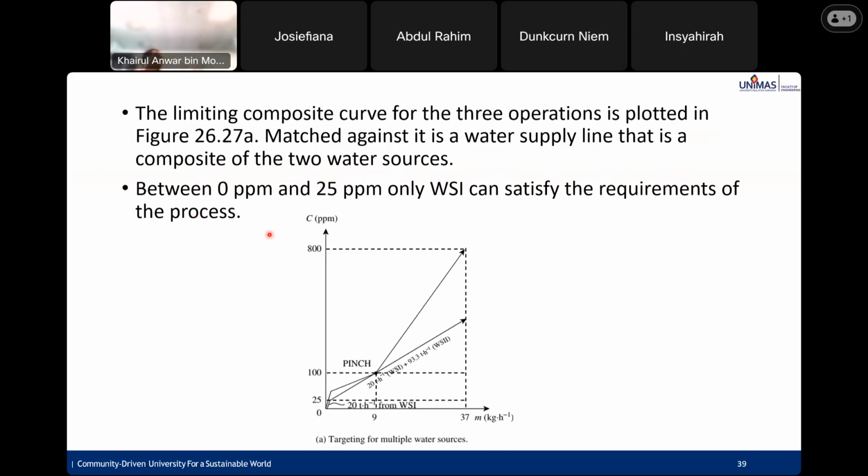Between 0 ppm and 21 ppm, only WS1 can satisfy the requirement of the process. WS1 here is 0 ppm.